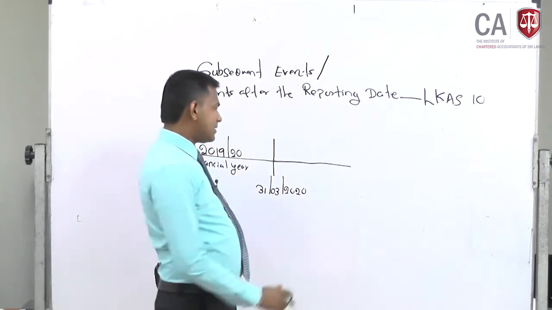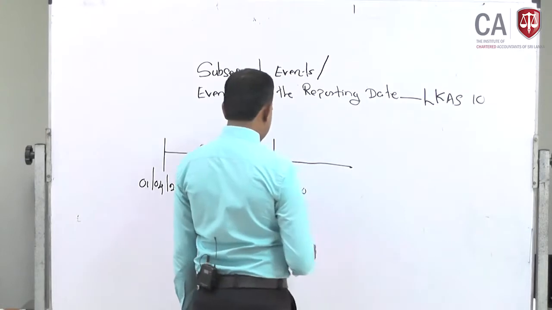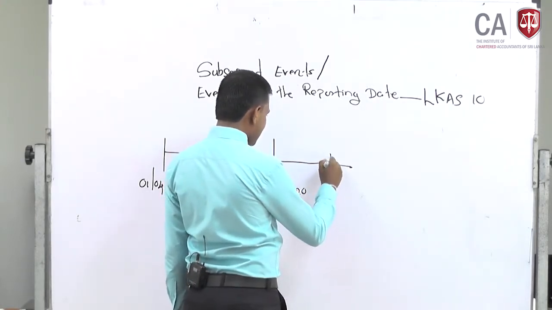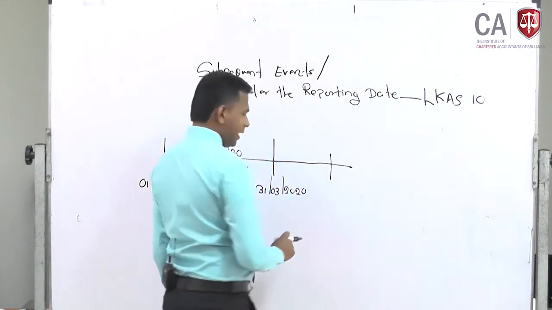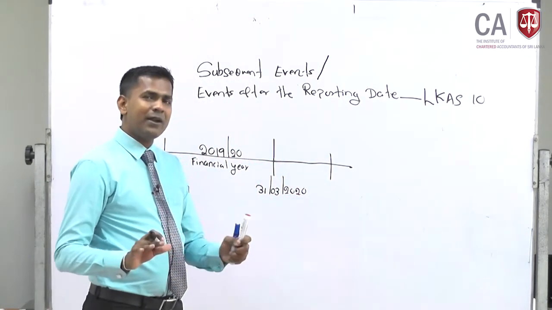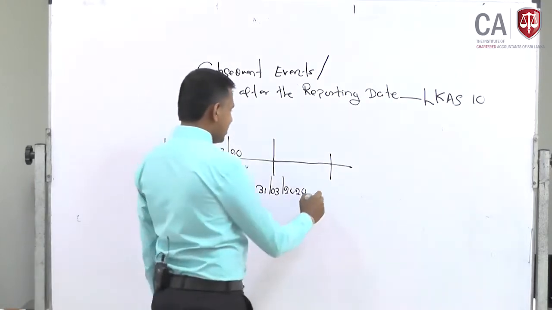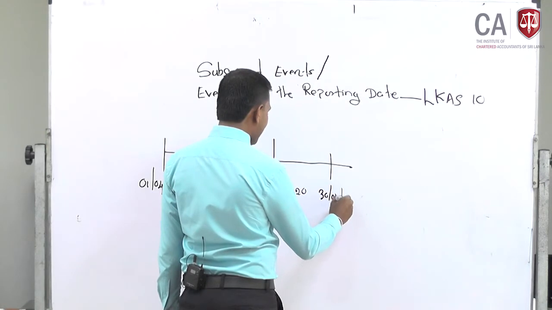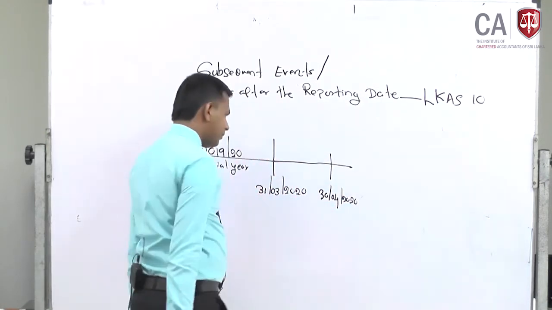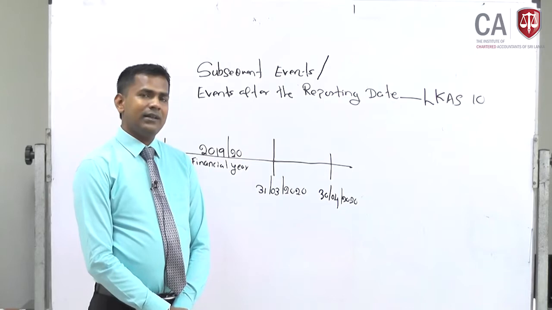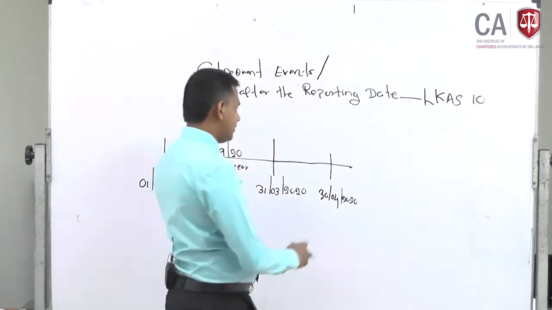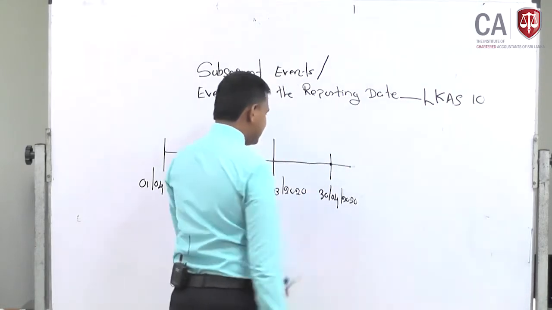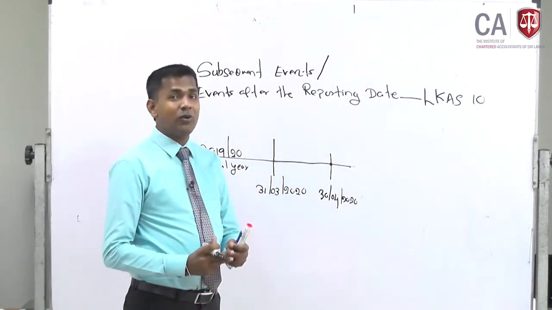So let's say, for this financial period, I'll draw here, the accounts were ready, that means the financial statements were prepared by the management and were ready by 30th April 2020. And then what happens? These are given to the auditors on this particular date, for the auditors to audit.